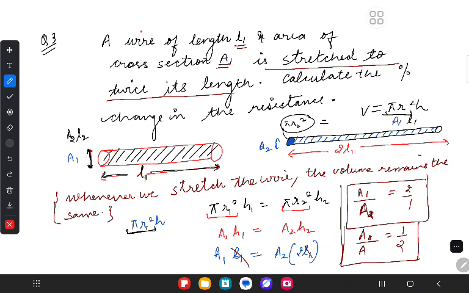Yes, ma'am. So when you have A2 upon A1, that is 1/2. That is the value. Yes or no? So what does it mean? It says the wire of length L1 and the area of cross section A1 is stretched to twice its length. It says calculate the percentage change in the resistance. So A1 upon A2 is 2/1, or A2 by A1 is nothing but 1/2. Fine, good enough.